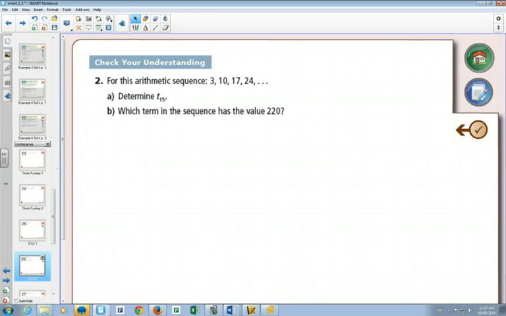So here we go. Here we've got an arithmetic sequence. It goes 3, 10, 17, 24. What's the next one? 31. What pattern do we see? Going up by 7. So we know that our common difference is 7.